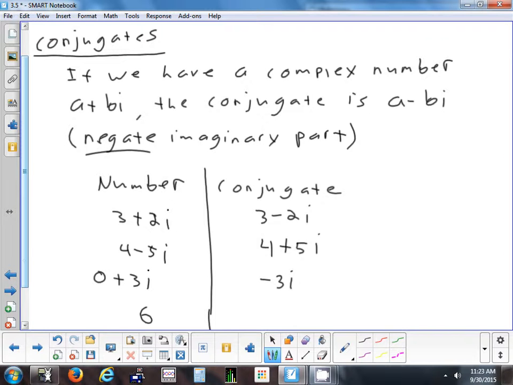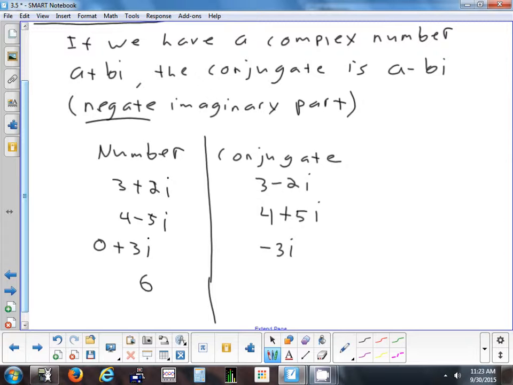Okay. And how about 6? What's the conjugate of 6? Okay. Just 6. 6 stays the same. The reason it stays the same, think of it as 6 plus 0i. The conjugate is 6 minus 0i. Whether you add or subtract 0, it doesn't change your number. Okay. All right, so any questions on how you find a conjugate?